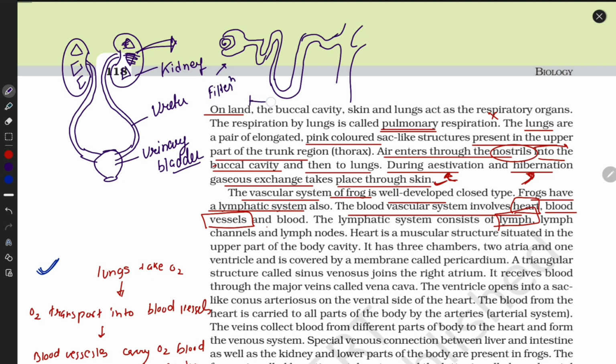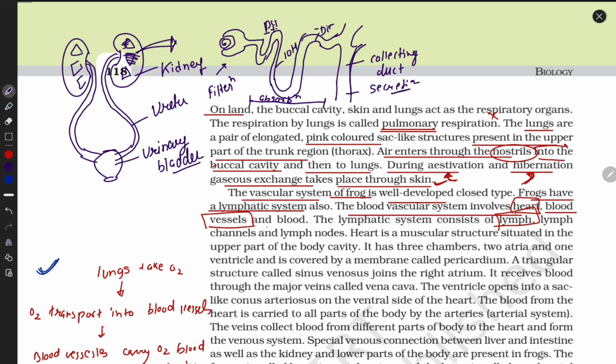Some parts, from here to here, like the PCT, loop of Henle and DCT: proximal convoluted tubule, distal convoluted tubule, and this is the collecting duct. Some part is useful for absorption. They absorb important amino acids, ions, minerals and glucose, and some part contributes to secretion.